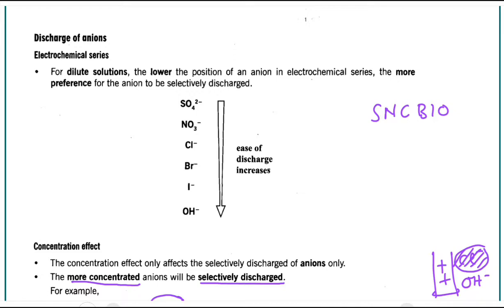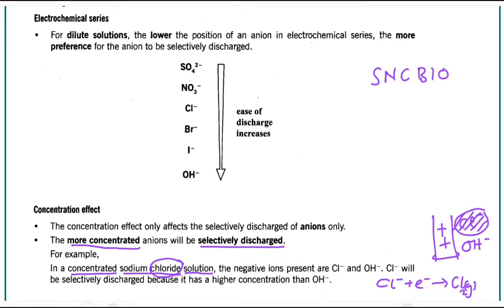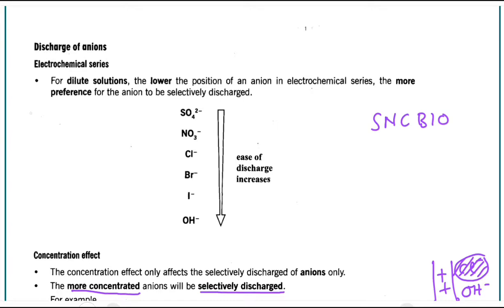Then for dilute solutions, the lower the position of an anion in the electrochemical series, the more preference it is given. So if it is lower, it is deposited more. For example, if we have a dilute solution, I want to compare with the one that we did. If we had possibly dilute sodium chloride, from it we will obtain ions that will go to the anode, as well as ions that will go to the cathode.